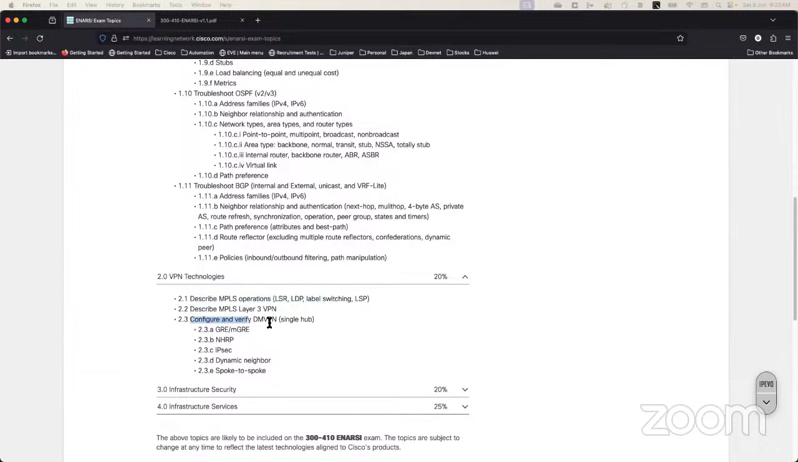Then comes your DMVPN. DMVPN is a dynamic multipoint VPN technology, which uses your GRE or mGRE tunneling, and that too restricted only to a single hub.